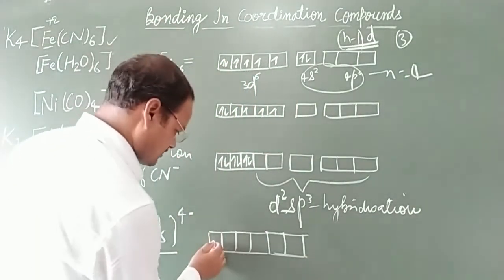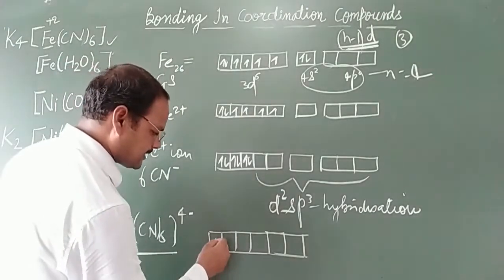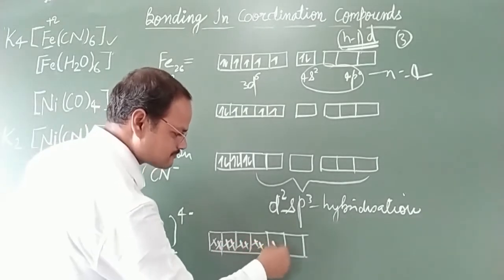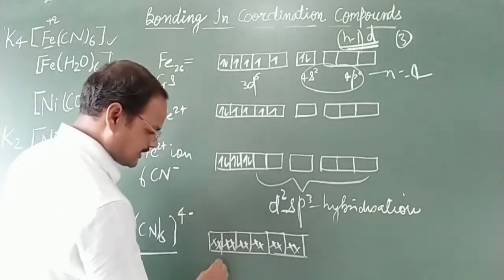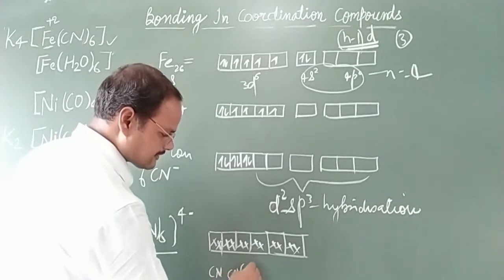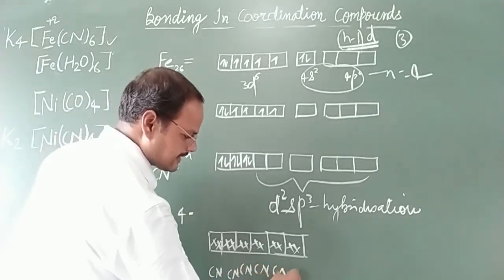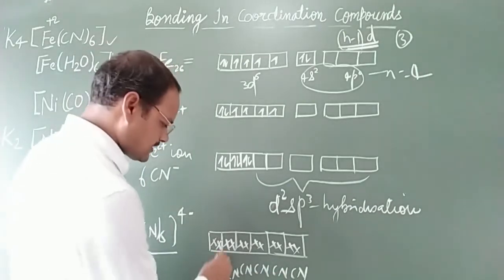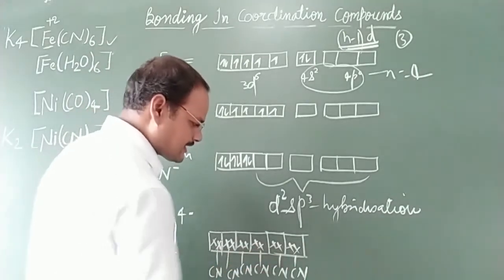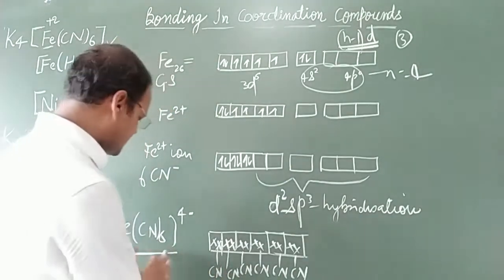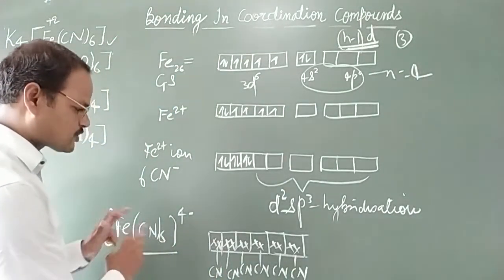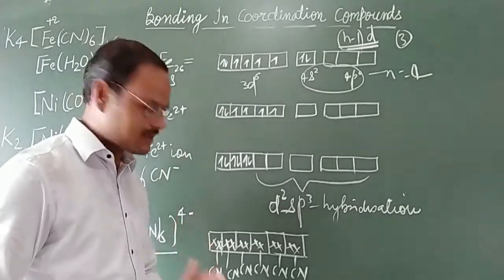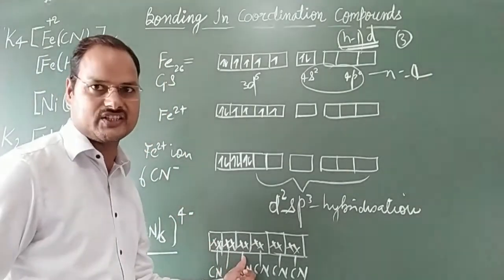It means 6 orbitals are there of the central metal and they will gain 6 electron pairs from 6 CN. In this way, CN, CN, CN, CN, CN and the last CN, 1, 2, 3, 4, 5, 6. It means this type of bond is there. There is a coordinate bond. It means in this structure you can see Fe is joined with 6 CN through coordinate bonds.